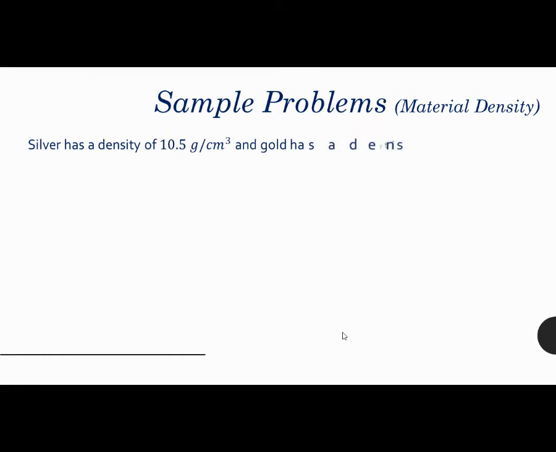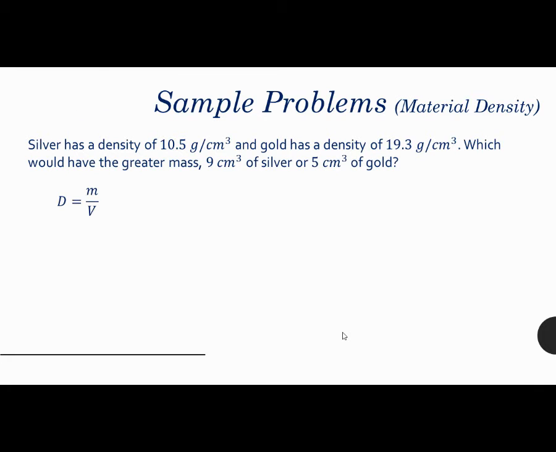One more question. Silver has a density of 10.5 grams per cubic centimeter, and gold has a density of 19.3 grams per centimeter cube. Which would have the greater mass, 9 cubic centimeters of silver or 5 cubic centimeters of gold? Let me divide the page into two parts, silver and gold.